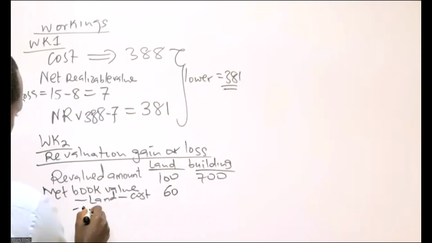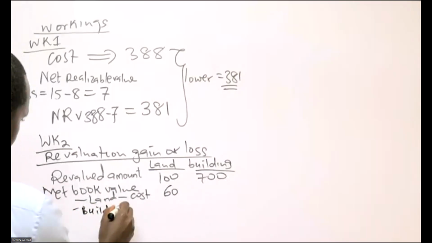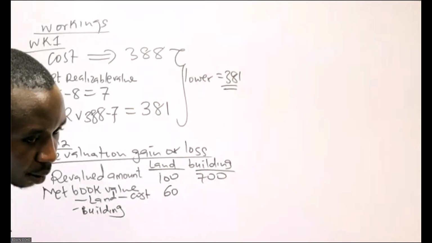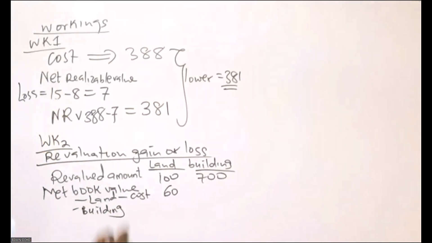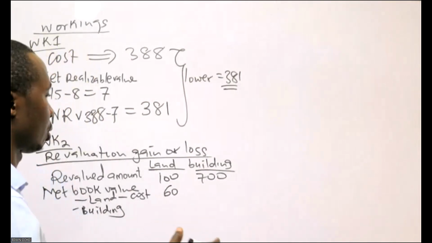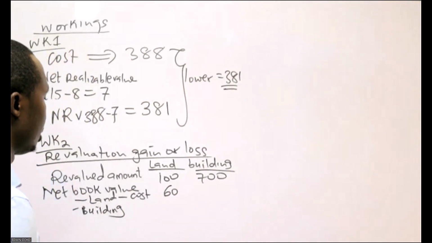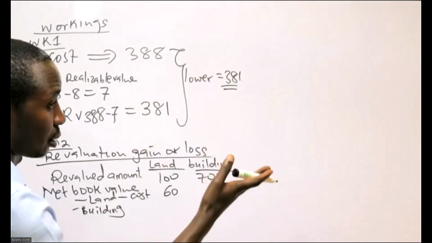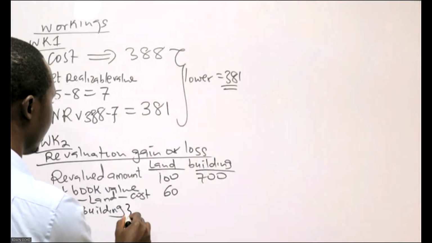So what about building? You have to deduct accumulated depreciation from the cost. Since we were told that the total for land and building is 380 and the cost of land is 60, meaning that building would be 320. 380 minus 60 is 320.